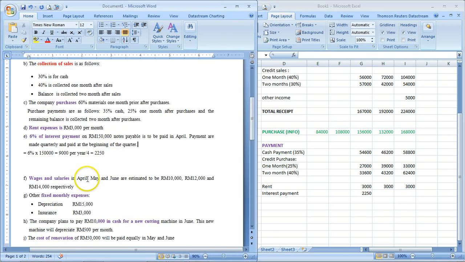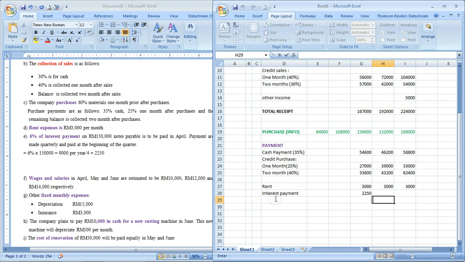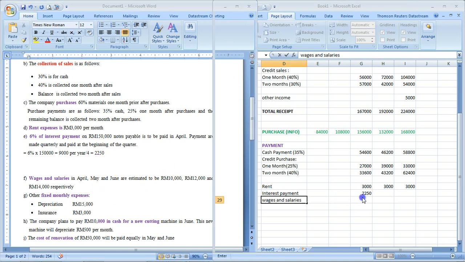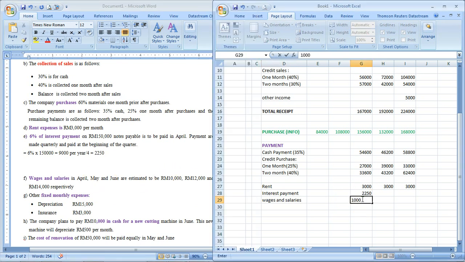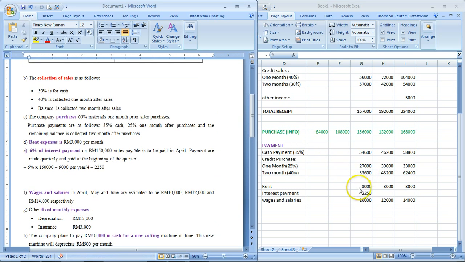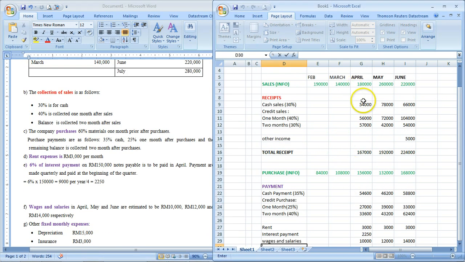Okay, next payment: wages and salary. For April, May, June, it is 10,000, 12,000 and 14,000. 10,000 is different. Alright guys, how about I change the question? My wages and salary is fixed monthly, so it's the same amount. Or I can say wages and salary is based on 2% of sales, so you take 2% times the sales of the month itself.